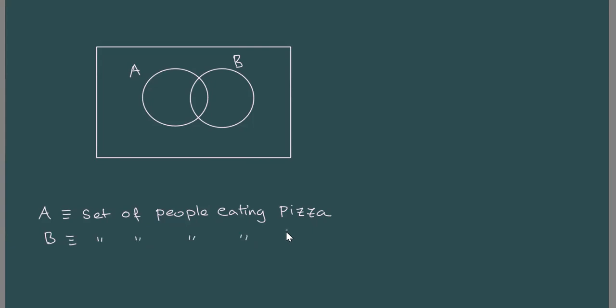Okay, so now we will try to have one more set. We have this rectangle, which is our universal set. And then with A, I'm trying to get another set B. Let's give examples again here. Guys, this is just an example. A is the set of people eating pizza, and B is the set of people eating, let's say, burger.